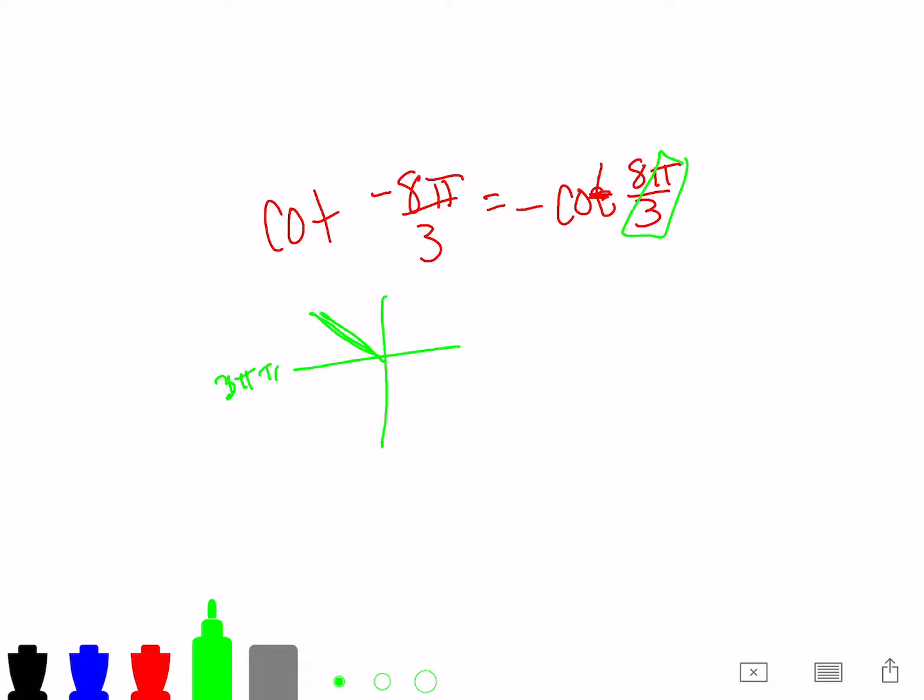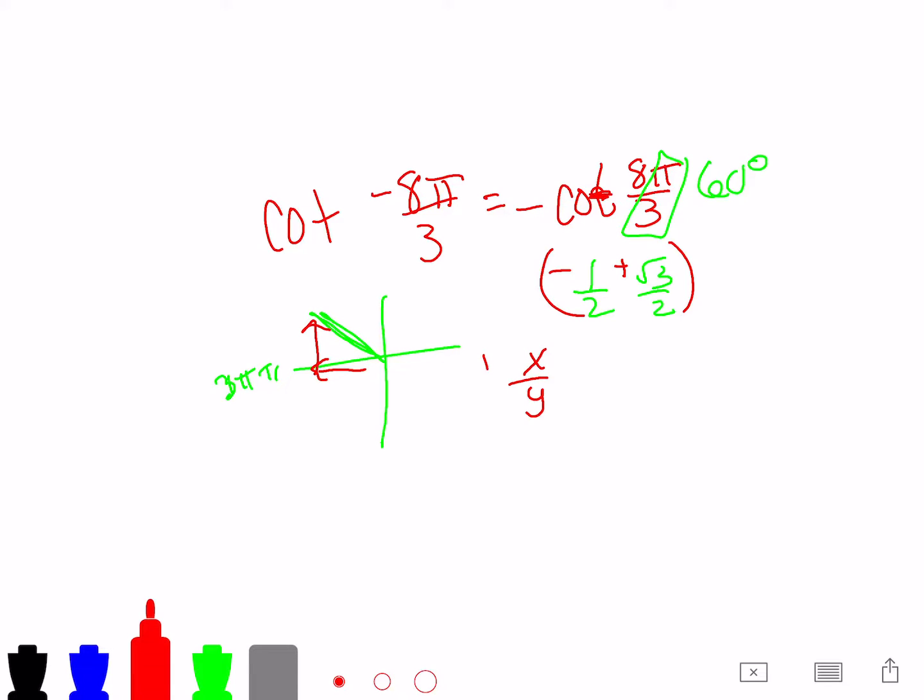Pi thirds goes with 60 degrees. 60 degrees is your ring finger. It goes down. That gives you 1/2, √3/2. And we went left and up, so negative, positive. The cotangent is the x over the y, so we take the x, which is -1, over the y, which is √3, which gives us -√3/3 when we rationalize.